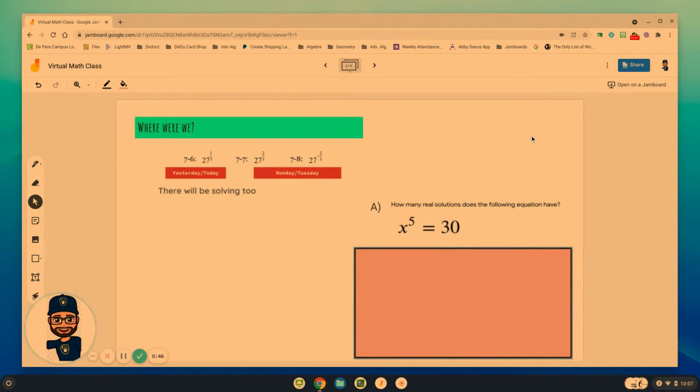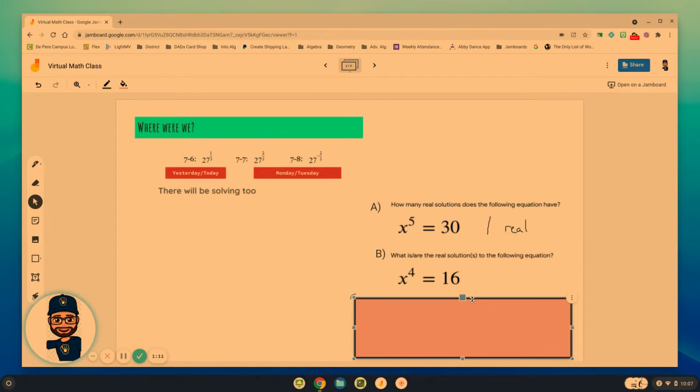How many real solutions does the following equation have? x to the 5th equals 32. That would have one real solution. It's an odd power, and because it's an odd power, it is only going to have one real solution. Odd powers have one real solution.